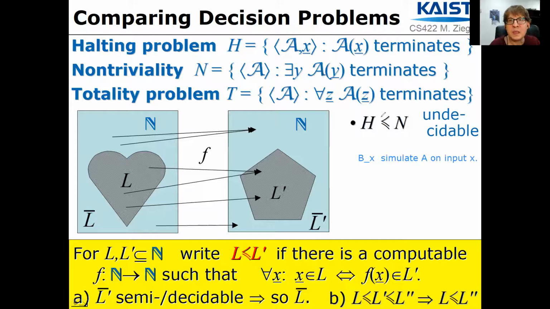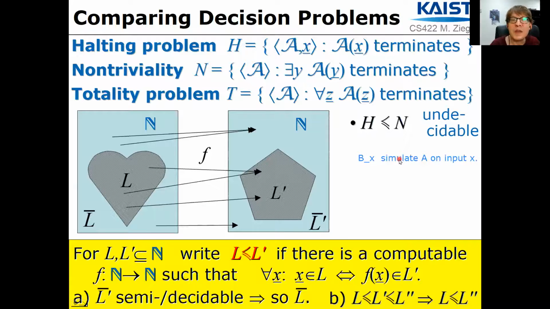And so since it ignores its input, that means if the algorithm A on input X terminates, then the algorithm B will terminate on all inputs. If algorithm A on input X does not terminate, then the new algorithm B will never terminate on any input and therefore be a trivial one.